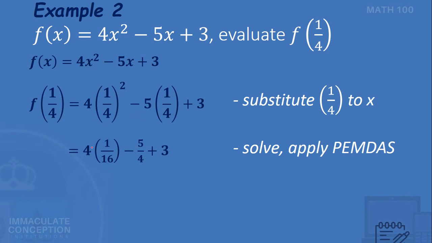Next part, we have 4 times 1 over 16 minus, multiply 5 times 1/4. So we have 5 times 1 is 5, and copy 4. So we have 5 over 4. Then copy plus 3. 4 times 1, so we have 4. And then copy 16.